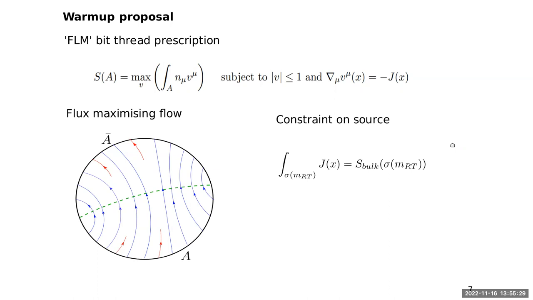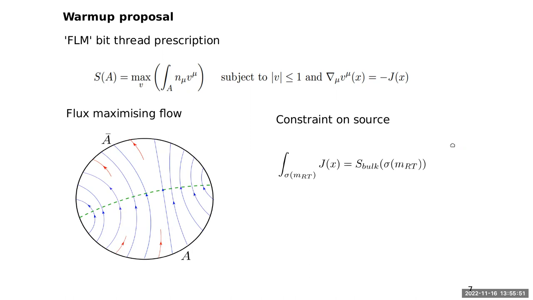Where was I? So these extra threads are what captures this bulk entropy term. Sorry, can you repeat what the constraint on this is? The constraint is that the divergence of B is not zero anymore. It's now something non-zero, given by the source function, and that source function satisfies this.